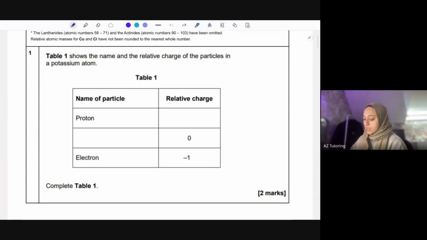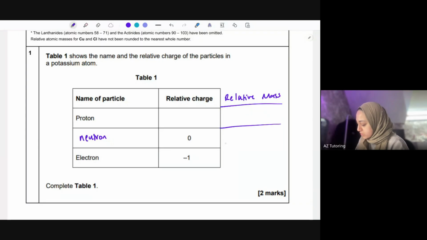Table 1 shows the name and relative charge of the particles of a potassium atom, and it says complete table 1. So it's talking about the relative charge. The 3 subatomic particles are proton, neutron, and electron. You need to know the relative charge of them, but I'm also going to put the relative mass here as well, because that's something else that you do need to know.